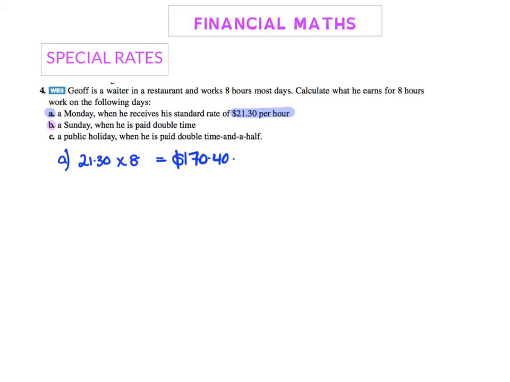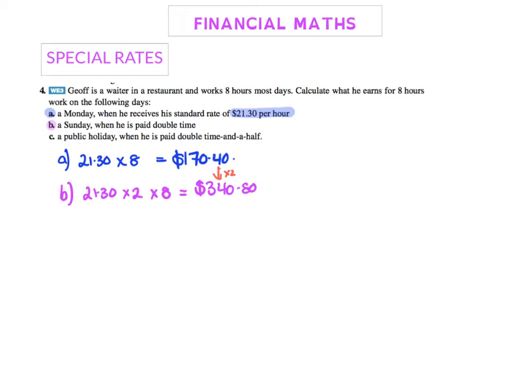All right, with the next one, B, it says on Sunday he will be paid double time. If he's going to get paid double time, that means his rate will be twice as much per hour. So you times that by 2, and then you times it by the 8 hours he's going to work. So he's going to end up with $340.80. And you would hope if he's working double time, he's going to earn double the amount of a normal day, which you can see there that this times 2 equals that. So that's another way to test it. You're on the right path.